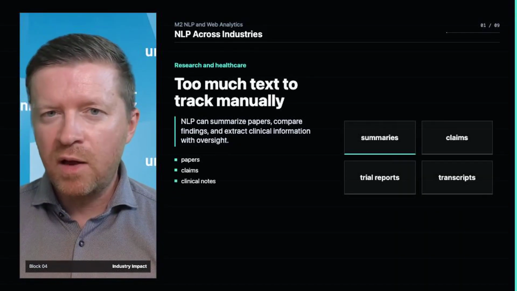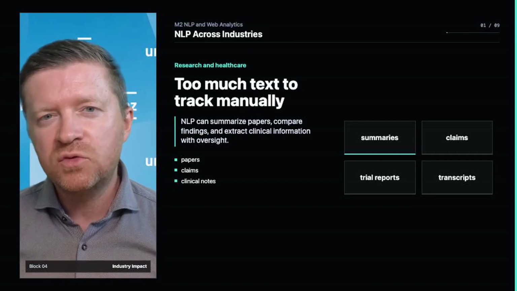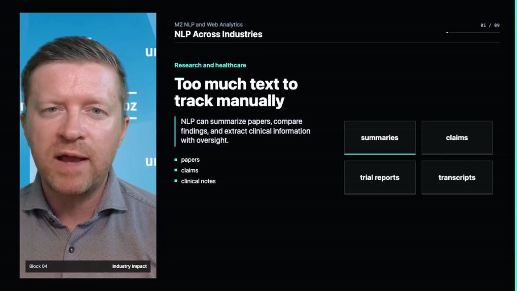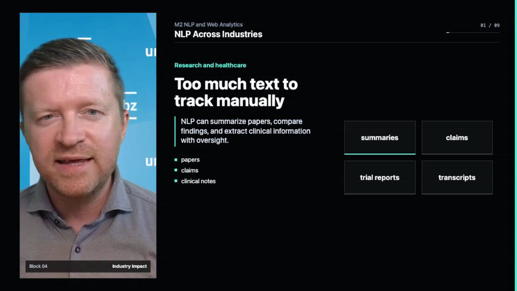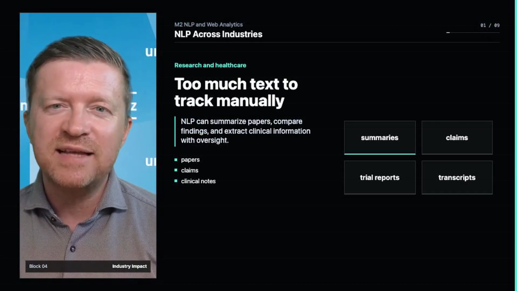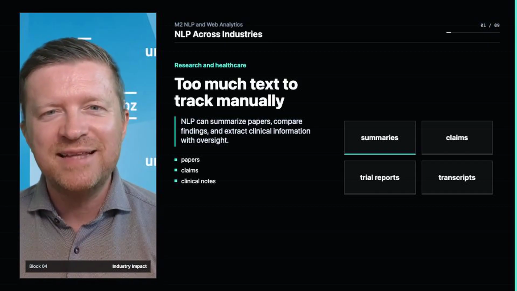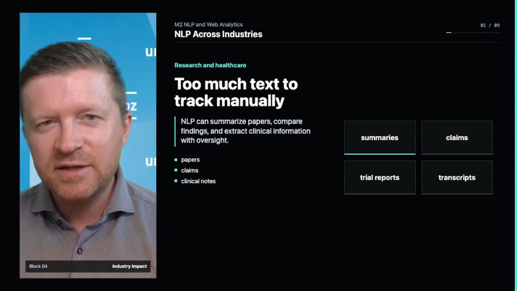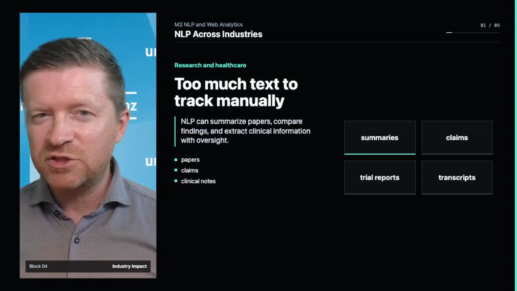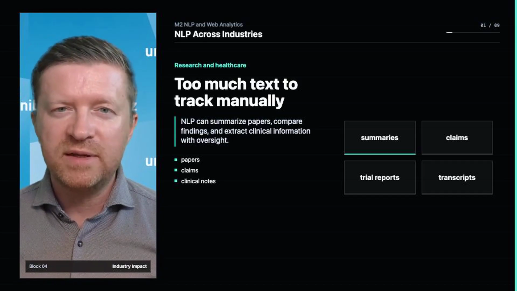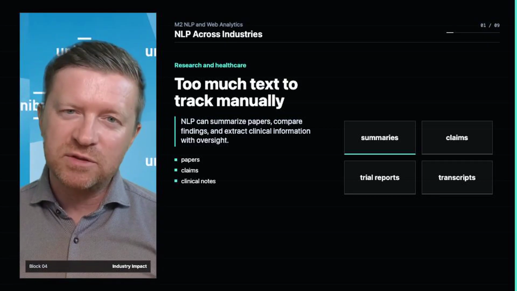Research is another area where NLP is valuable. The volume of scientific publications is now too large for any individual researcher to track manually. NLP systems can help summarize papers, compare findings, extract claims, and synthesize results across studies. In clinical research, this can also support the analysis of trial reports and medical literature. Speech-to-text transcription of doctor-patient interactions is becoming more common as well, although privacy, consent, and accuracy remain critical concerns.